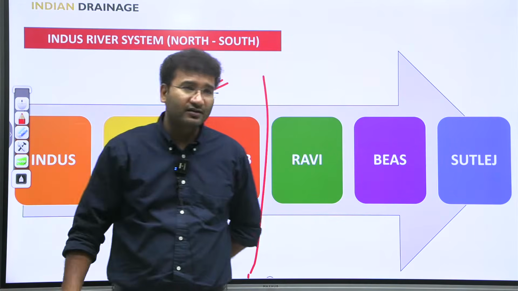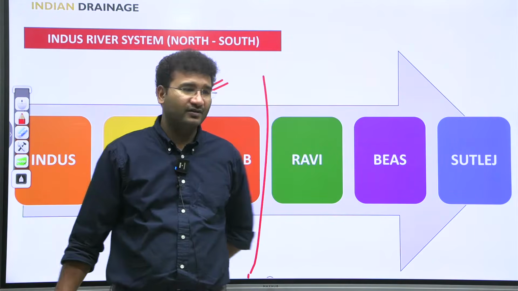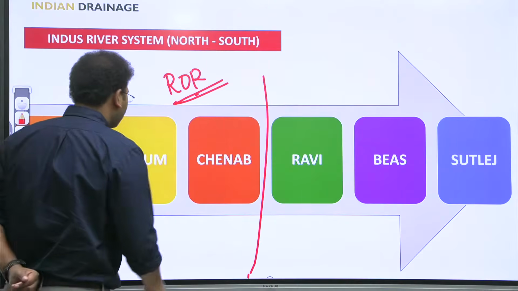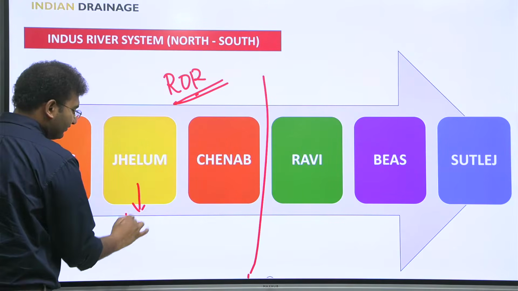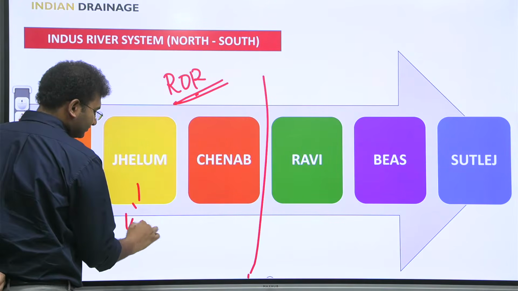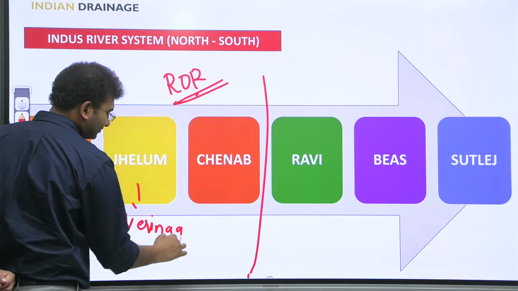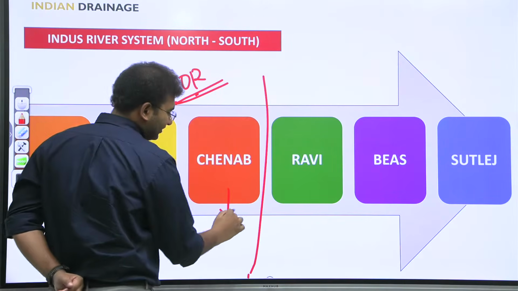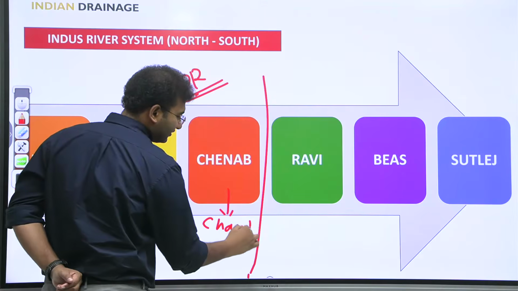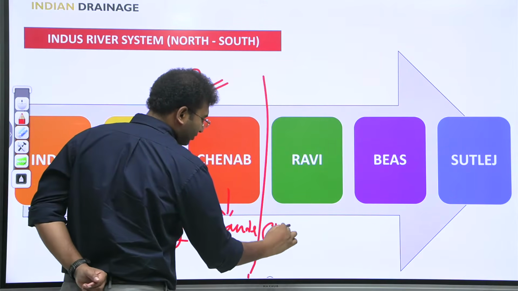Lake Wular is located in this part of the river. So here, Jhelum originates at Verinag. Chenab, Chandra. I told you, Chandratal.